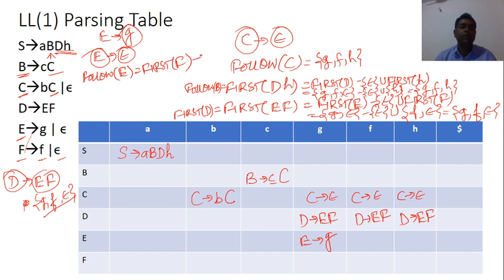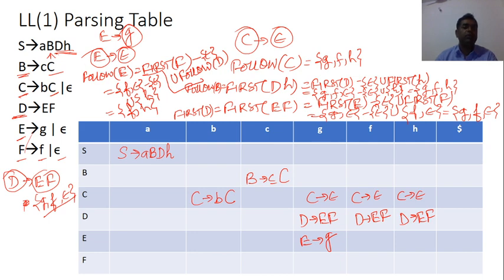So then what do I have to do here? Set difference empty, union follow of D. That is equal to first of F, which is F comma empty, set difference empty, union follow of D, which is H. So it will be F comma H. This is your follow of E. Then in the E row and F, H column, I have to insert E derives to empty. Then consider the next production.